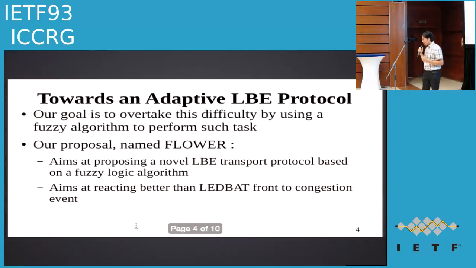So in our approach, we propose to replace the P-type controller of LEDBAT by a fuzzy controller. Our new protocol, Flower, aims at providing an LBE service while reacting better than LEDBAT to congestion events. Next.